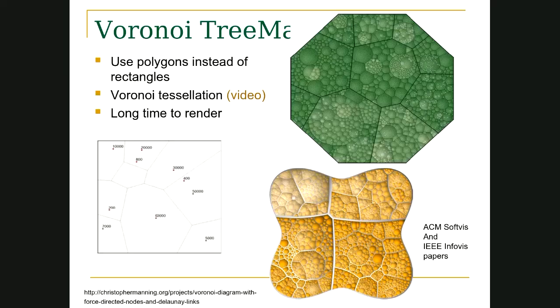So the next thing, Voronoi tree maps. Notice the irregular shape. They kind of take tree maps, I think, to the next level. It looks a little bit, especially the bottom one, like chicken feet. The skin on the, I'm not sure if you've seen that, but it looks a little bit like that.